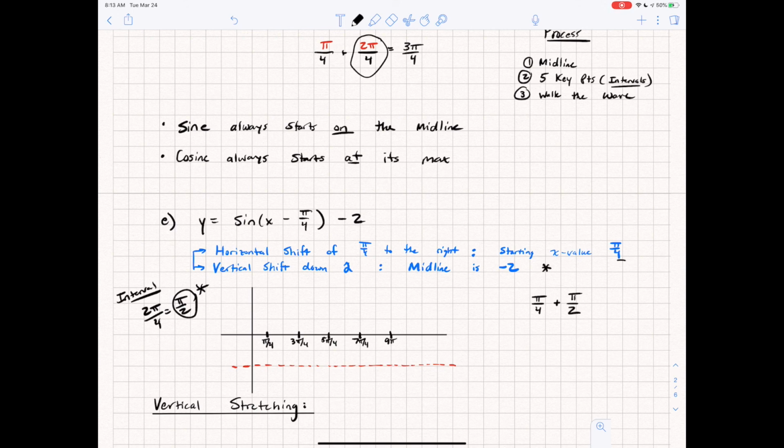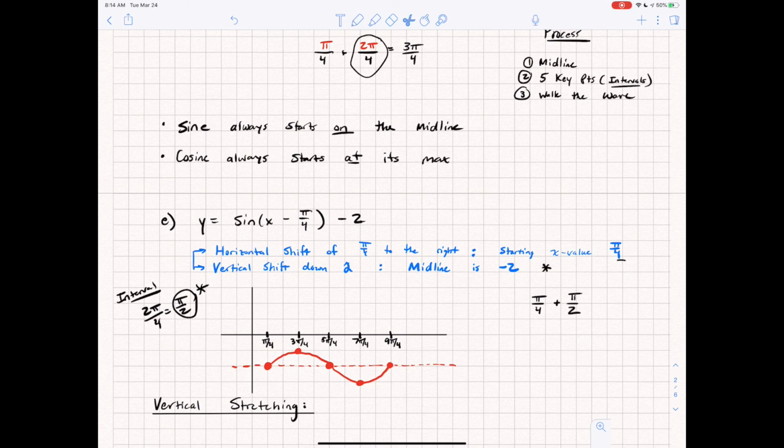So that way I can get to doing my ordered pairs. And so we've got sine, which always starts on the midline. Then it goes up 1 unit, back to the midline, down 1 unit, back to the midline. Here's the graph of sine of x minus pi/4 minus 2. It is a graph of sine that has been shifted to the right pi/4 and down 2 units. And here's my 1 cycle.